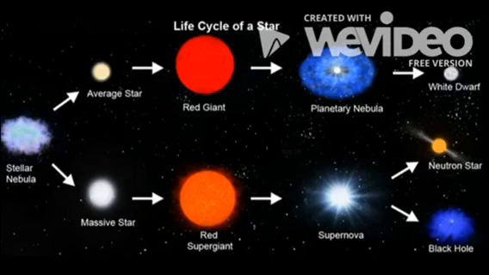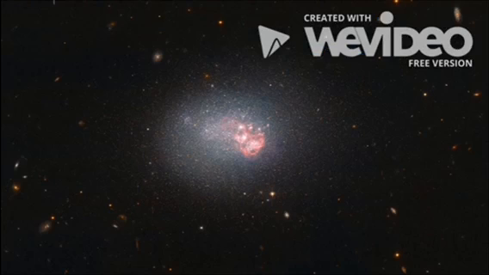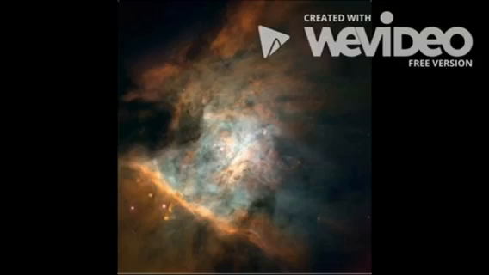All stars start out the same, but eventually turn into either an average star or a massive star. Through this video, I will show you in more depth the path that each type of star takes during its life. As I mentioned earlier, every star is born the same way, through a stellar nebula. A nebula is a large cloud of dust and gas.